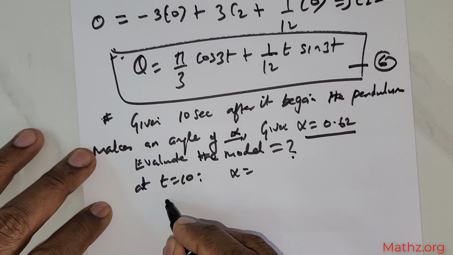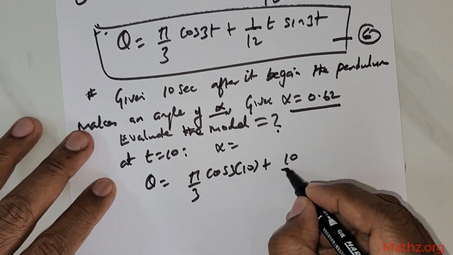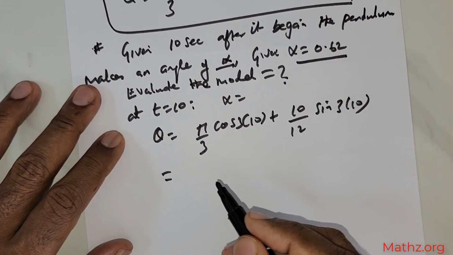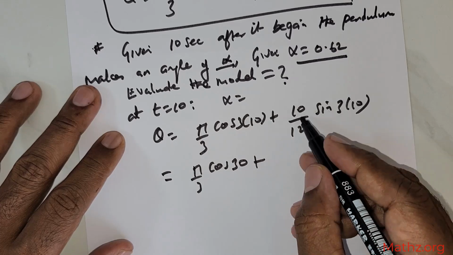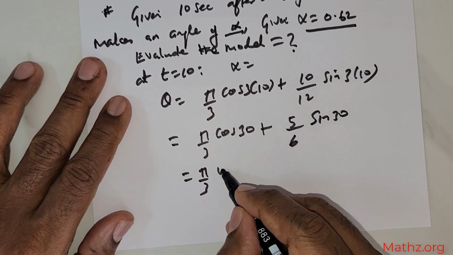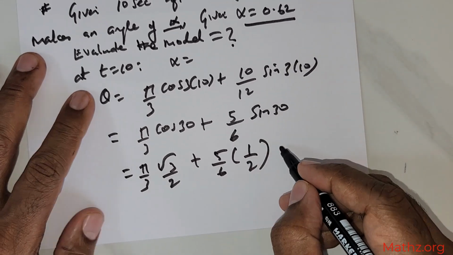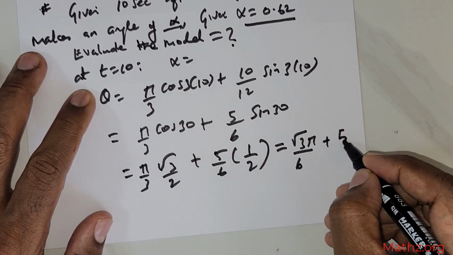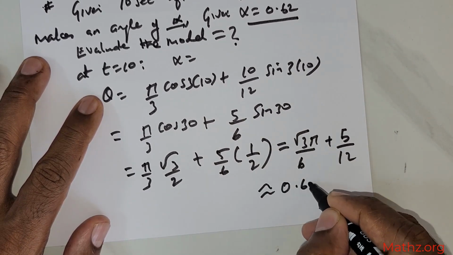So what I'm going to do is say theta is equal to pi over 3 cos of 3 times 10 plus 10 over 12 times, because t is 10, sine of 3 times 10. Now this is going to be pi over 3 cos 30 plus, 2 divides here 5 times, 2 divides here 6 times. So this is going to be pi over 3, cos 30 is root 3 over 2, 5 over 6, and sine 30 is 1 over 2. So this is equal to root 3 times pi divided by 6 plus 5 over 12. Now if you calculate this using the calculator, this will be approximately 0.62.